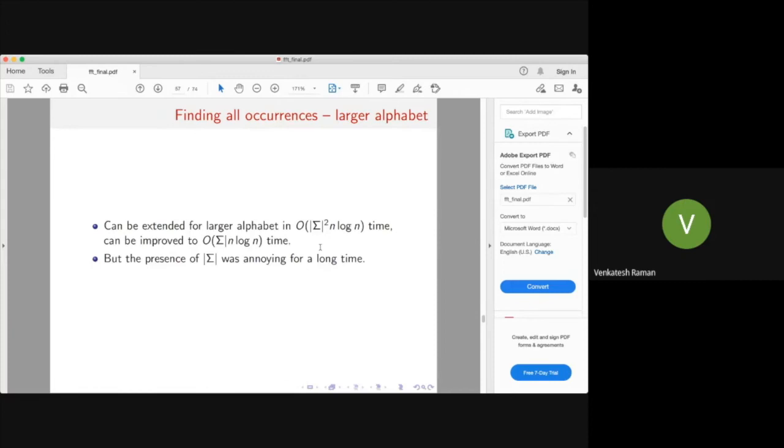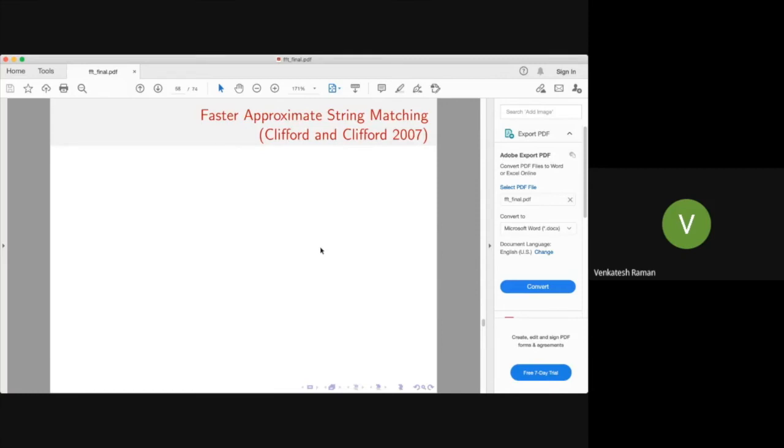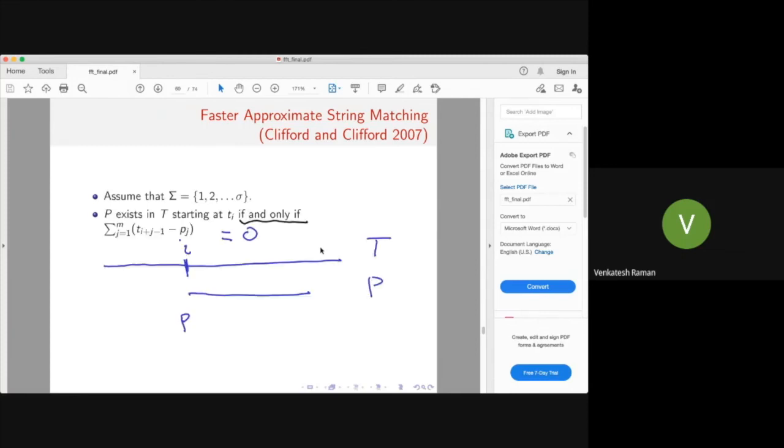People wrote a lot of papers, because what I told you was a paper from the 70s. And in 2007, Clifford came up with a much simpler, I don't know how people missed this, another FFT-based algorithm. So here it is. Let's now think of my alphabet itself as numbers, 1, 2, up to sigma. Then my pattern exists in the text starting at position i if and only if this sum, (Ti minus P1) plus (Ti+1 minus P2) plus (Ti+2 minus P3), and so on, is 0.